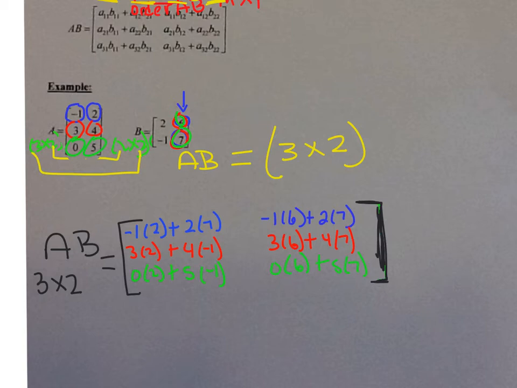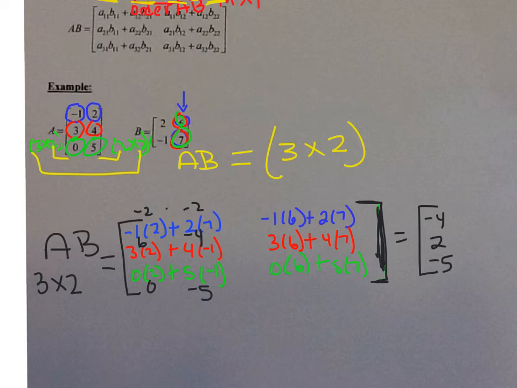Okay, so let's write our numbers right above. So I have -2 plus -2. So -2 plus -2 is -4. And then I have 6 plus -4, that's 2. And 0 plus -5 is -5. And then I have -6 plus 14 is 8.